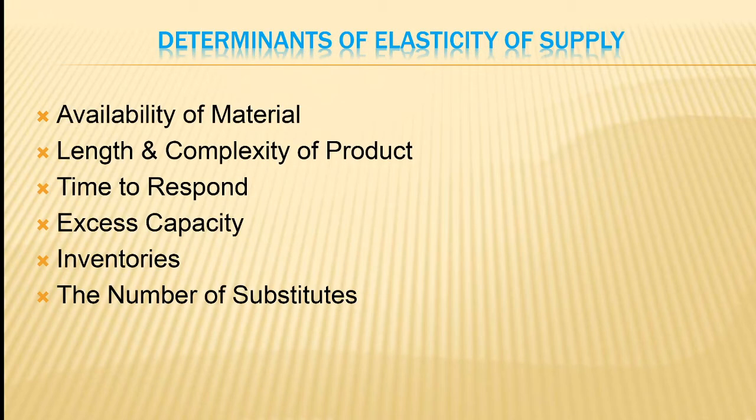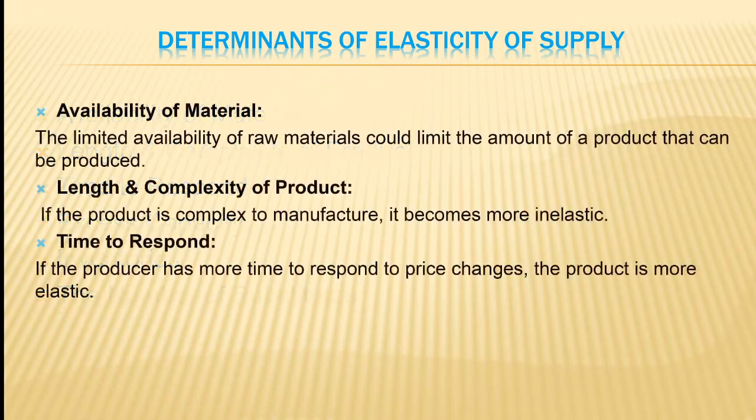Okay, and what are the determinants of elasticity of supply? It depends upon the availability of material, then the length and complexity of production, time to respond, excess capacity, inventories, and also the number of substitutes. These are the factors that determine supply. First, availability of material: limited availability of raw material will sometimes limit the amount of the product that can be produced.